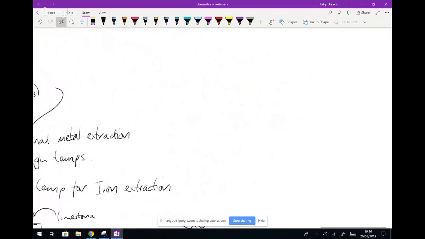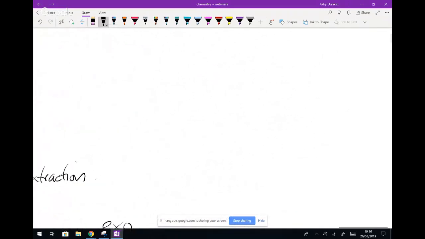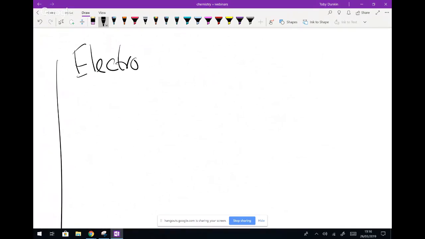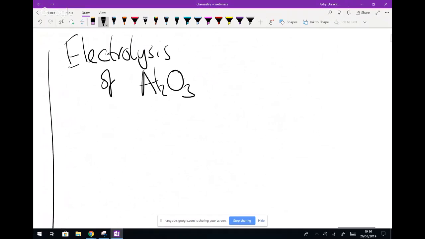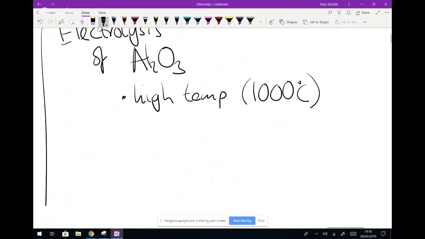Okay. So the next thing I want to quickly do is talk about aluminium. So I'm going to do electrolysis. As I said, trying to keep my notes a little bit clearer so I can share it with people. Electrolysis of aluminium oxide. Now, of course, people used to have to quote high temperatures. You could have quoted a temperature. In this case, it's 1,000 degrees Celsius, which is insane. Hence the high temperatures for all metal extraction.